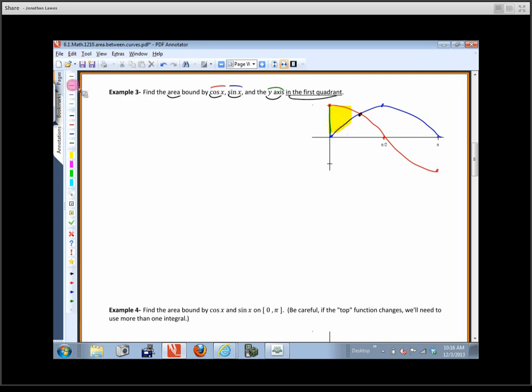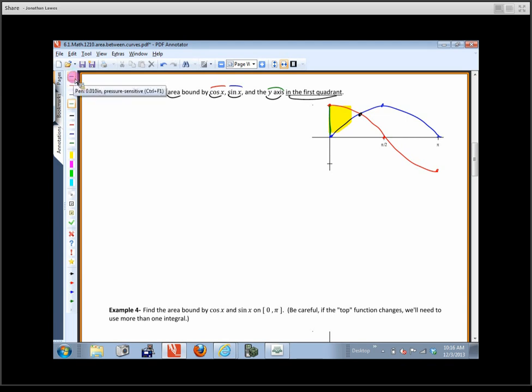Even if I did this stuff over here, through the rest of this, like from 0 to pi halves, all that area, this stuff underneath here, no, because then that would be bound by the x-axis. Okay? So is everybody clear on this? Why that's the area? Okay.